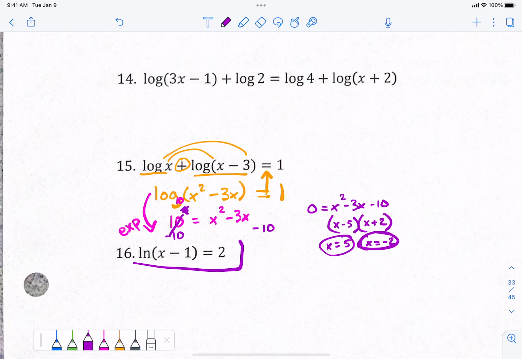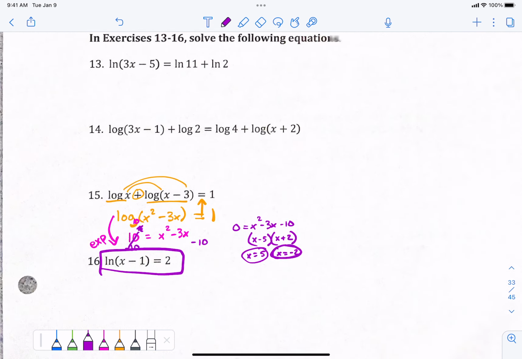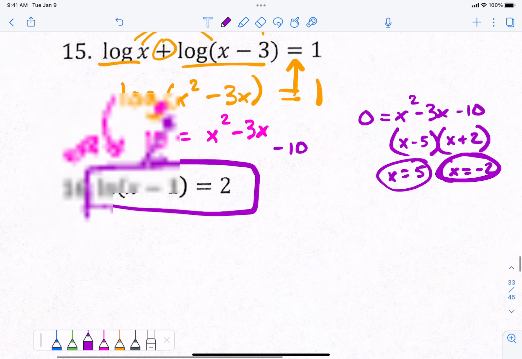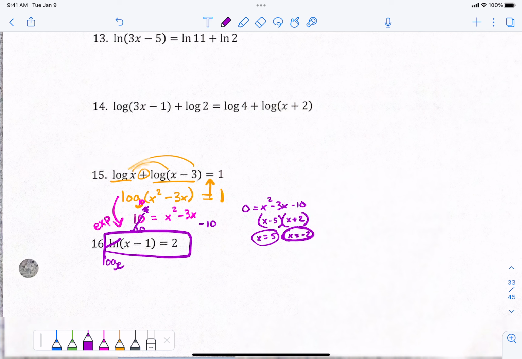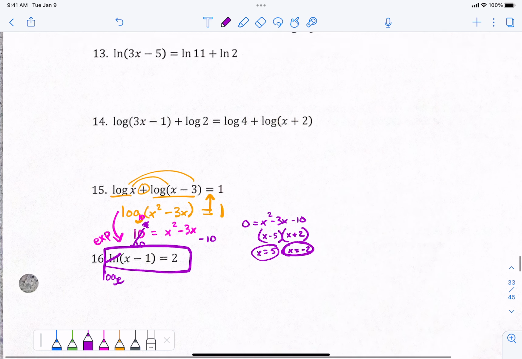On 16, you don't have to combine anything. You can just flip it around. Flippity flippity. So ln is log base e, and you can flip it around: e to the second power equals whatever, and then solve. There's no combining. Flippity flippity. Got it? Why can't all problems do that?